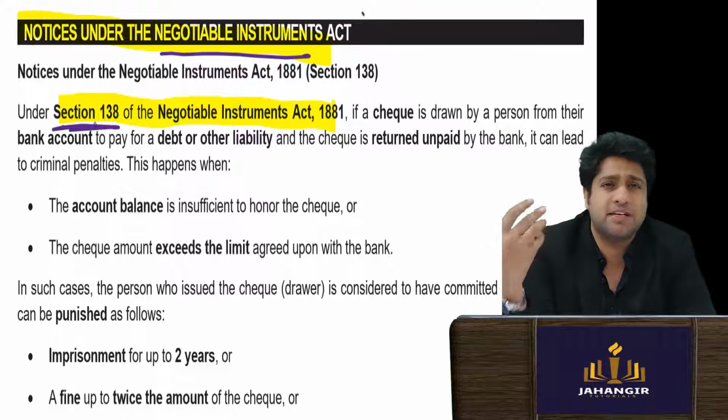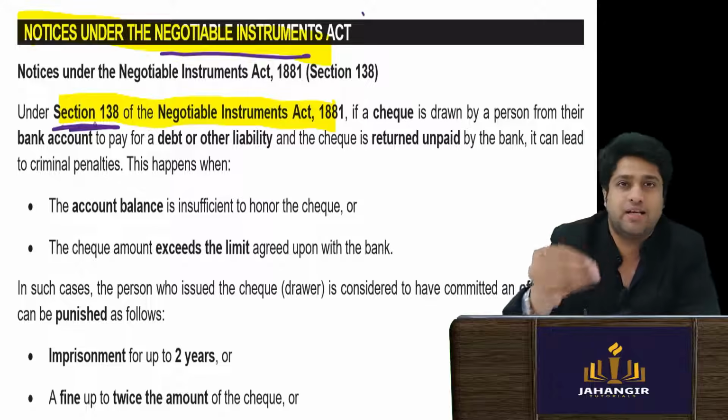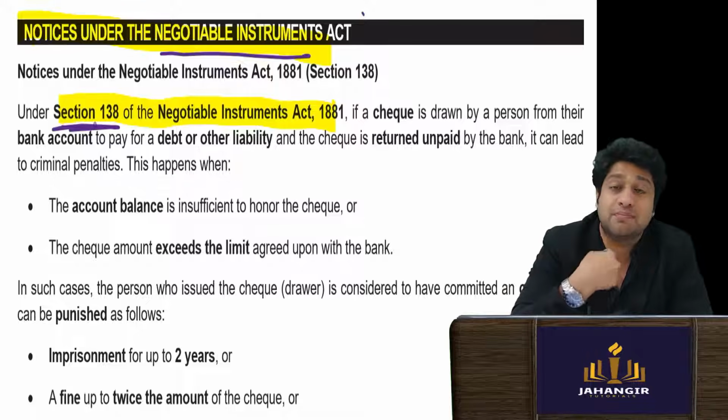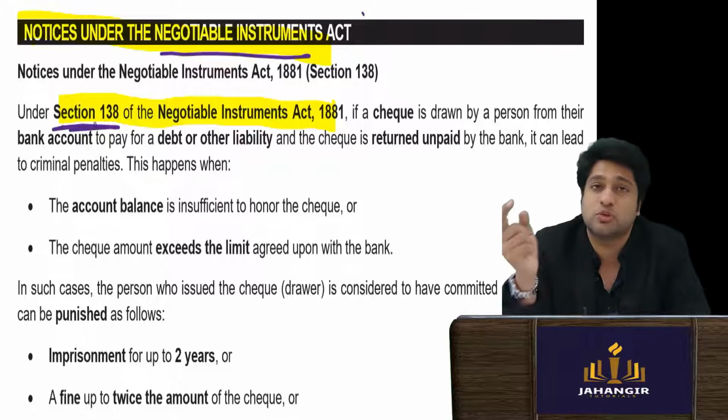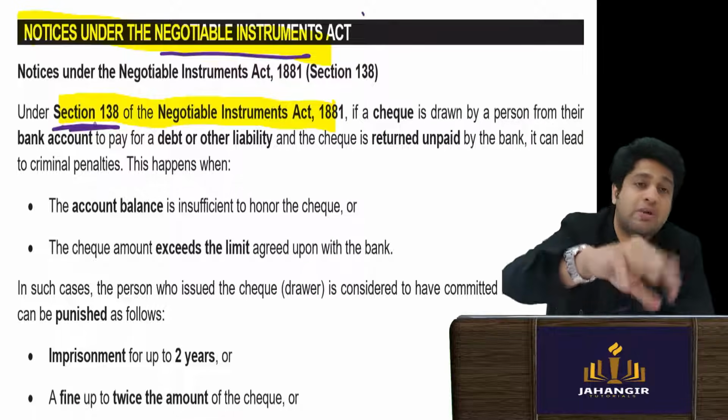Bounce means it has been dishonored. He didn't have money and he just fooled me and he gave me a check of 5 lakhs, 6 lakhs, and it bounced. The moment it bounced, it is my duty to send him a legal notice within 1 month. If I don't send, I lose my rights under section 138.